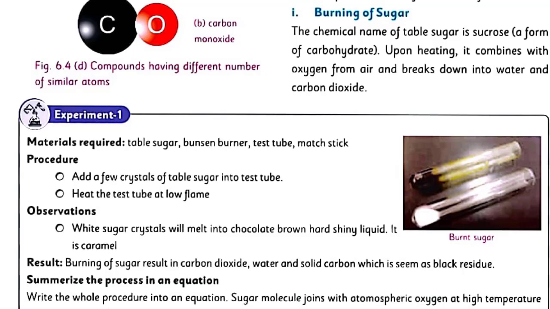Burning of sugar. The chemical name of table sugar is sucrose. Upon heating, it combines with oxygen from air and breaks down into water and carbon dioxide.